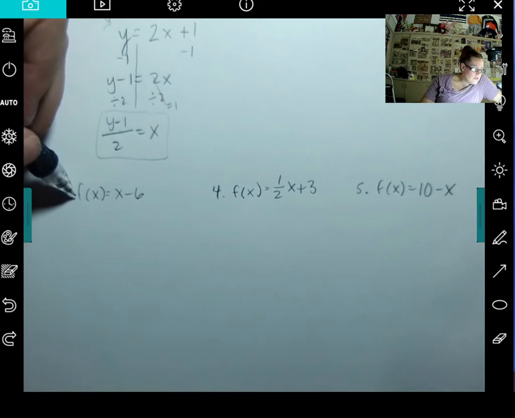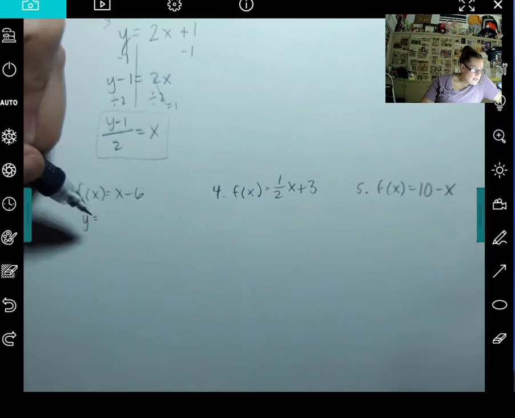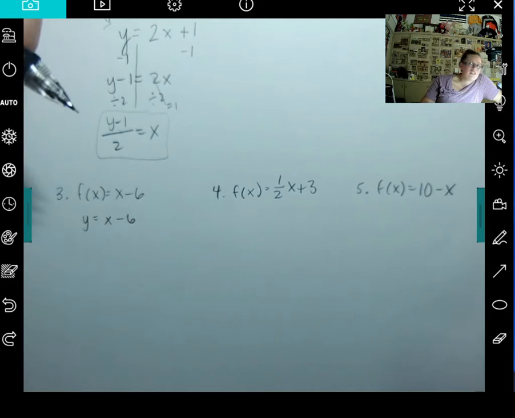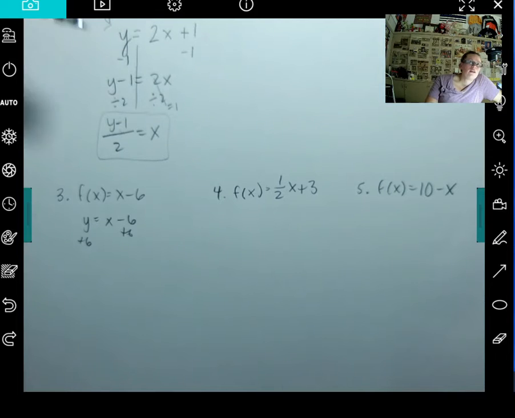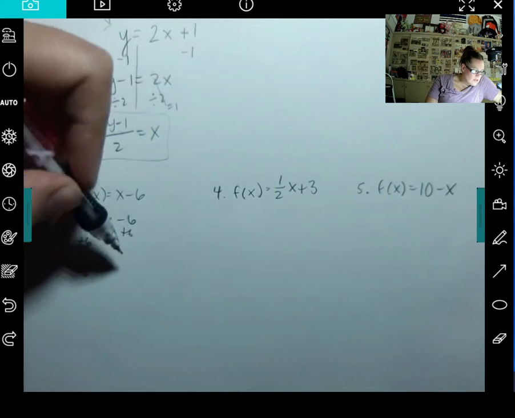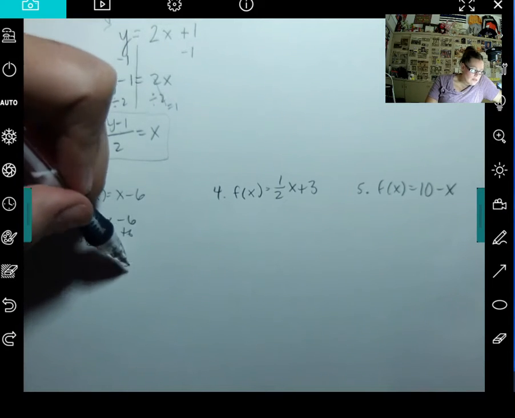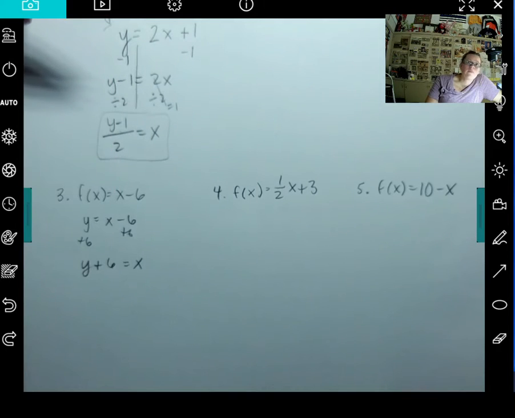So for this first one, if we replace the f of x with a y, we just have this simple thing where all we have to do is add 6 to both sides. So now our new function, our inverse function, is y plus 6 equals x.